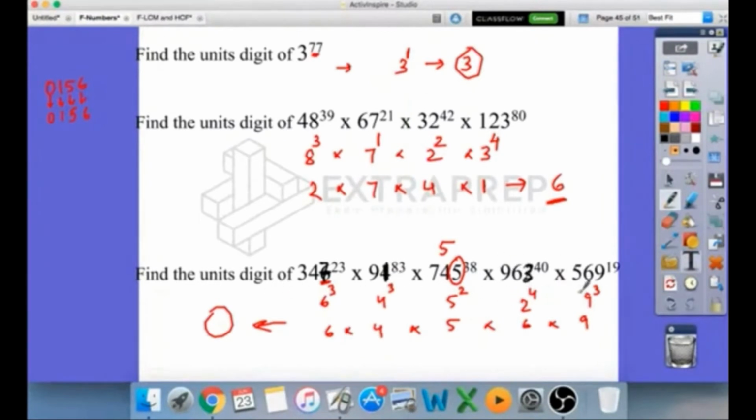Now there are no even numbers, what will the answer be? The answer will be 5, because 5 multiplied with any odd number is always 5. So you always get 5 at the end. Okay, that's the logic. That's what you'll have to understand. Whenever a number ends with 5, you have to look for an even number. If there is an even number, the answer is 0. If there are no even numbers, then the answer is 5. Clear?